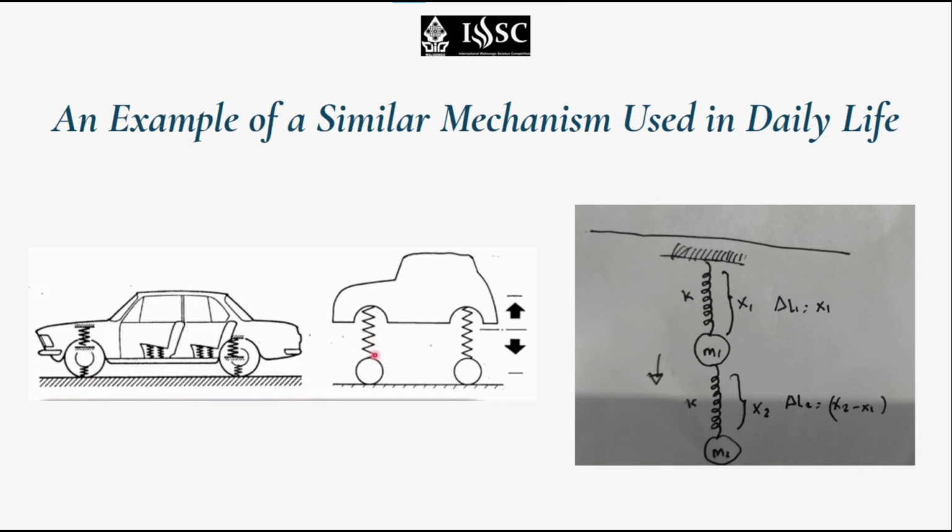An application of the coupled spring system can be found in car suspension, where the car body and the wheel act as two masses, and the spring and shock absorbers function as two springs that work together to dampen vibration as the car moves on the road.